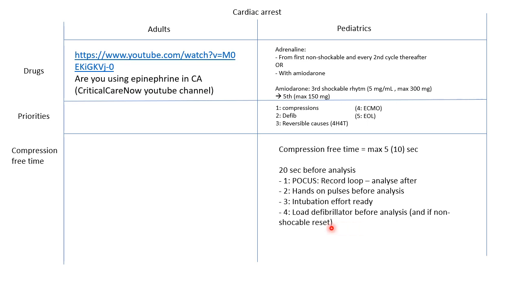And these are nuances, but if you really want to limit the pause, then instead of first doing the analysis of the rhythm and saying, oh, it's a shockable rhythm, and then compressing while you're loading, and then delivering the shock, maybe you want to just be loading all the time, because then you're ready to deliver the shock right away if it's a shockable rhythm. And if it's not a shockable rhythm, then you just reset the defibrillator and go again. Makes sense? All right. And we talked about this 4 joules per kilo. If it's refractory, then you may go up to 6 joules per kilo, maybe 8 joules per kilo sometimes.